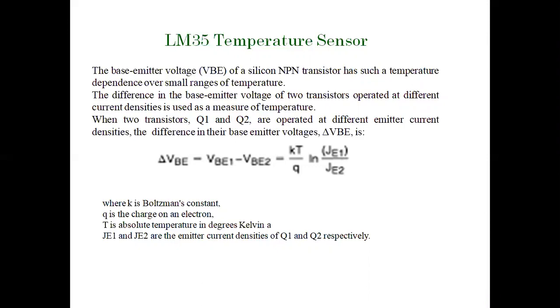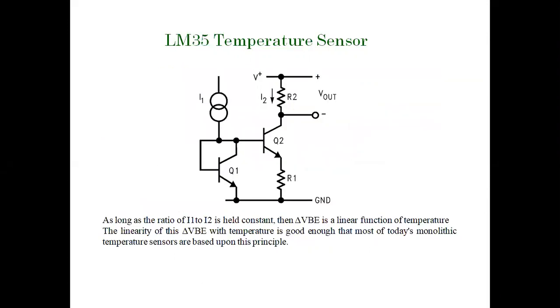When 2 transistors Q1 and Q2 are operated at different emitter current densities, the difference in their base emitter voltages is given by delta VBE = VBE1 - VBE2 = (KT/Q) log(JE1/JE2), where K is the Boltzmann constant, Q is the charge of the electron, T is the absolute temperature in degrees Kelvin, and J1 and J2 are the current densities of the 2 transistors. This is just a rough figure of how the transistors are used inside it.